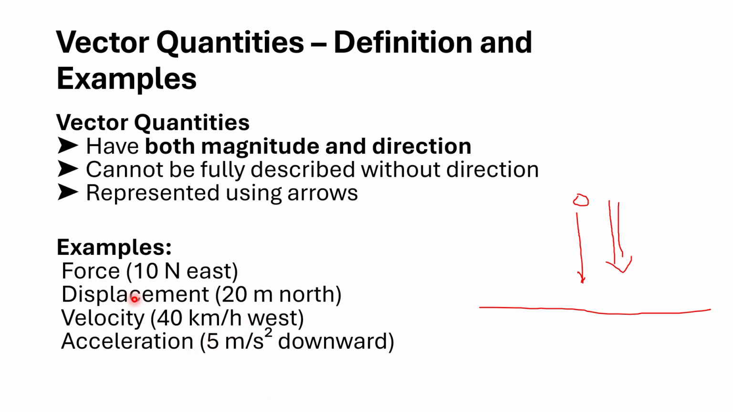For displacement as well: 20 meters in the north direction, 20 meters in the west direction. All of that should be written with the direction. Again I'm saying that if we don't use any direction with them, that will be half meaningless. So vector quantities are those which have magnitude as well as direction.